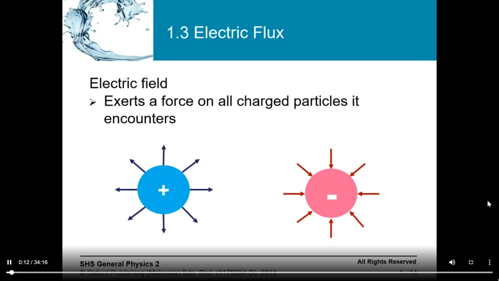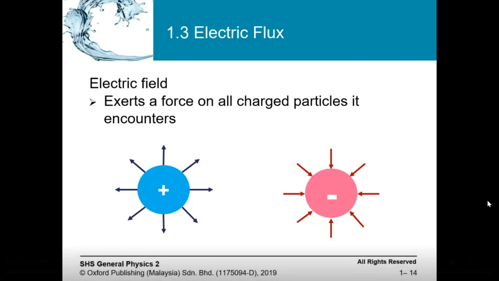And today we're going to learn about electric flux. Before going through that, let's review electric field first, which I believe was the last lesson you had last quarter. So the electric field actually exerts force on all charged particles it encounters. So let's go first to the positive charge.